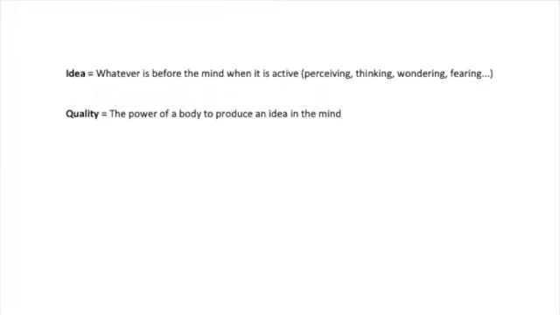Now, Locke begins his discussion by drawing a distinction between ideas and qualities. An idea is whatever is before the mind when the mind is active. So an idea is what's before the mind in perceiving, or in thinking, or in wondering, or hoping, or fearing. A quality, by contrast, Locke defines as the power of a body to produce an idea in us. Now, having drawn this distinction between ideas and qualities, Locke provides an argument that we can distinguish among our ideas between ideas of primary qualities and ideas of secondary qualities.